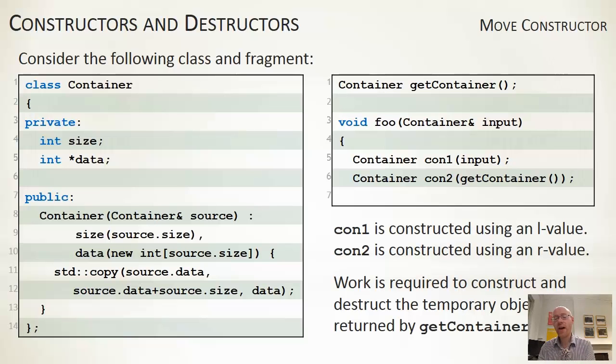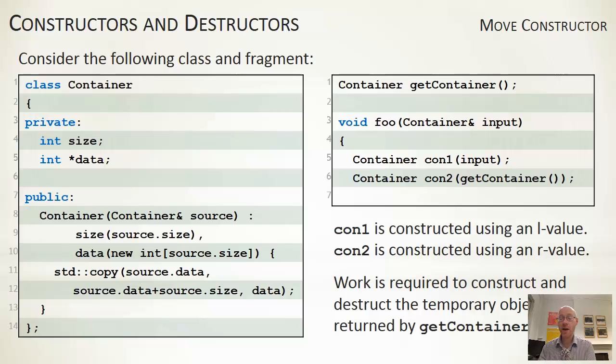In line 5, I'm calling the copy constructor. I'm creating a new container called con1, and I'm constructing it using the contents of input. I will call the constructor I have over there on the left hand side, and unproblematically get a nice clean copy of it. Brilliant, that's great. Look at line 6. This is where it gets potentially inefficient.